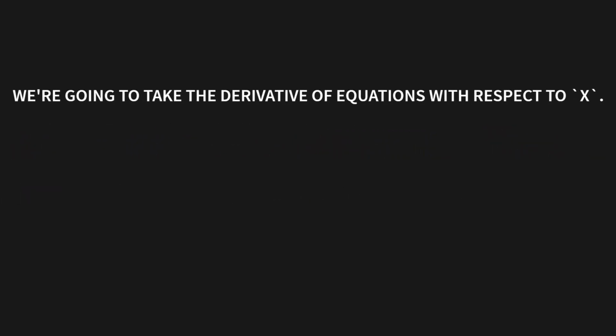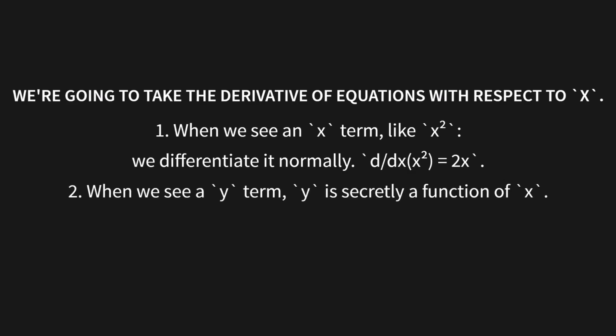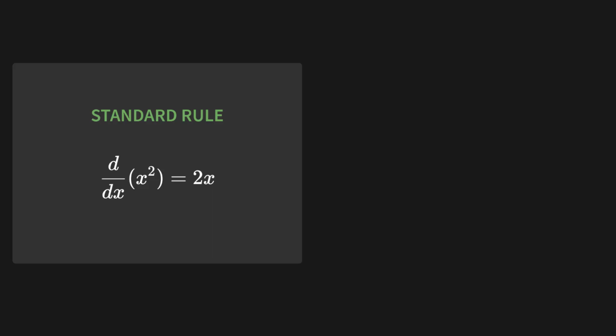We're going to take the derivative of equations with respect to x. First, when we see an x term, like x squared, we differentiate it normally. The derivative of x squared is just 2x. Simple. Second, when we see a y term, we have to remember that y is secretly a function of x. So the chain rule must apply. Let's look at this, the standard rule. The derivative with respect to x of x squared is just 2x.